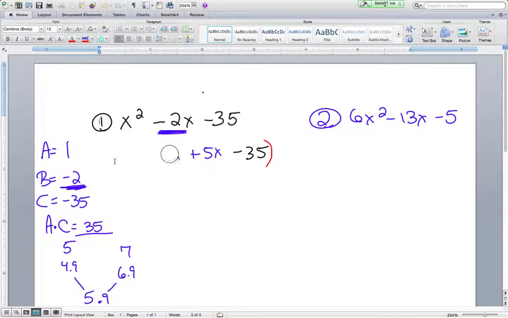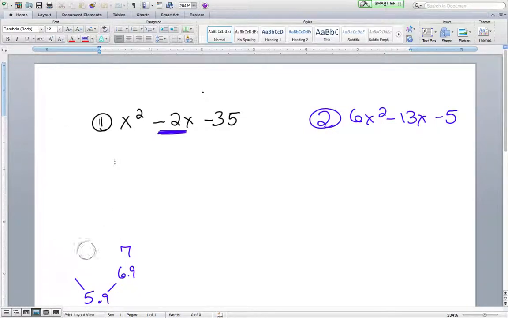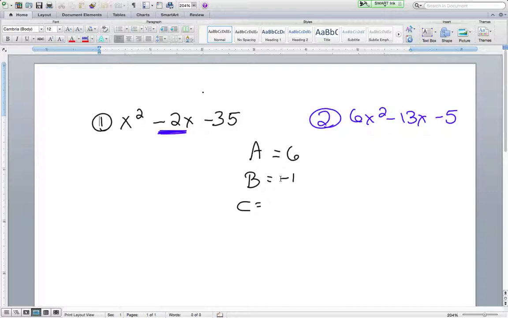This one, number 2, I don't think I'll try to use the square root trick because B is getting a little bit larger. All right, now, first of all, I got to check for GCF. I don't see a GCF other than 1 between these 3 terms of the trinomial. So I'm going to do my A, B, C. A is going to be 6, B is going to be negative 13, and C is going to be negative 5.